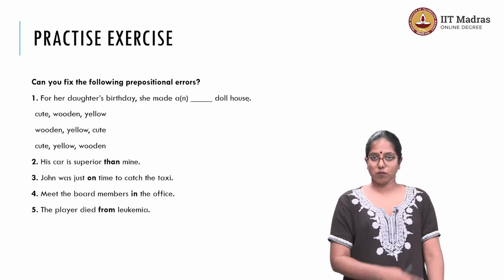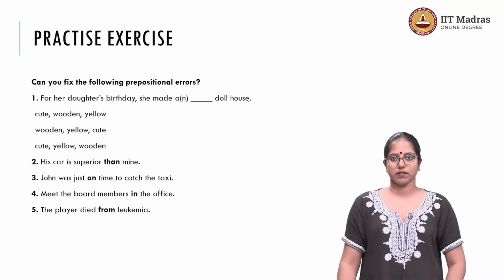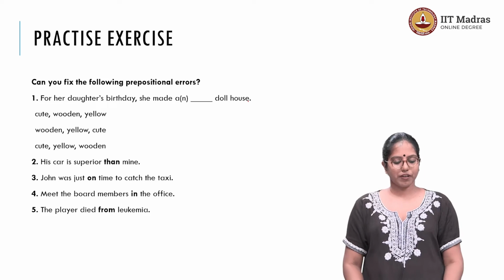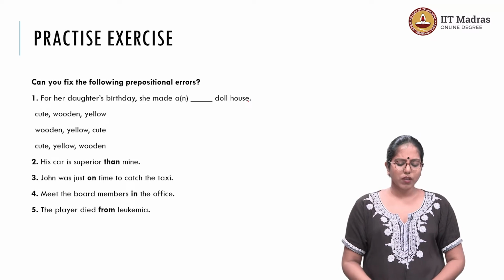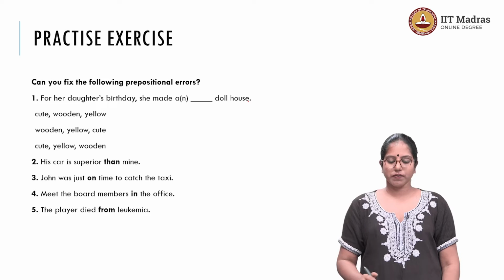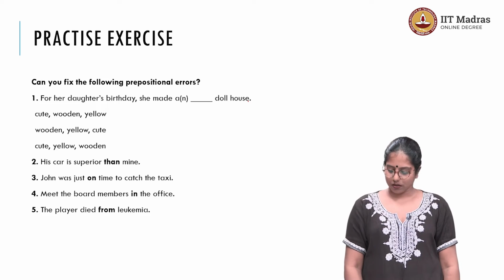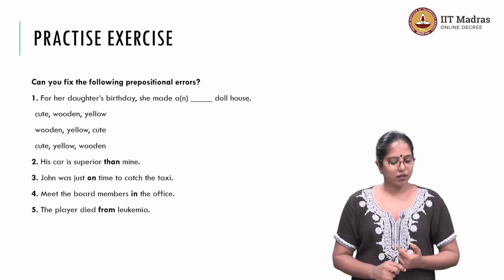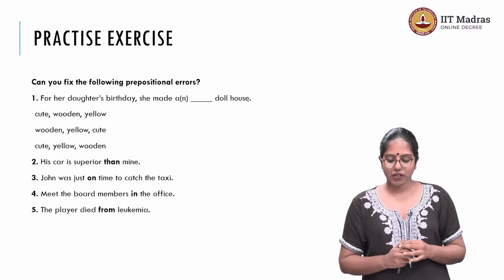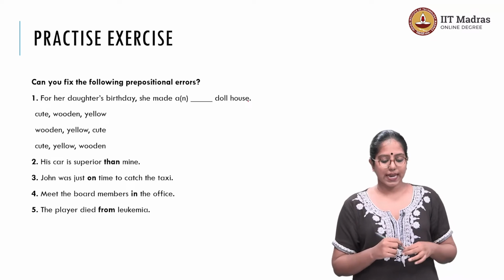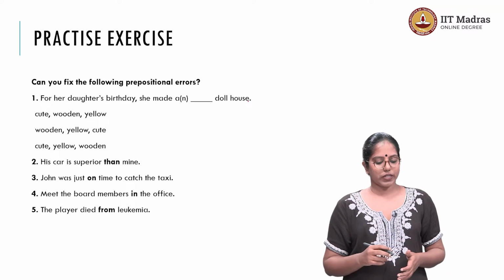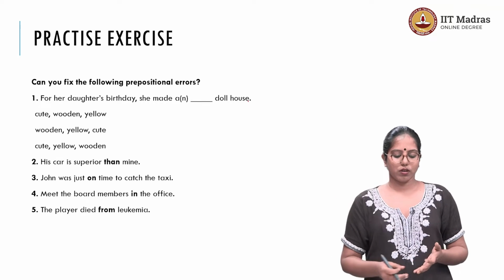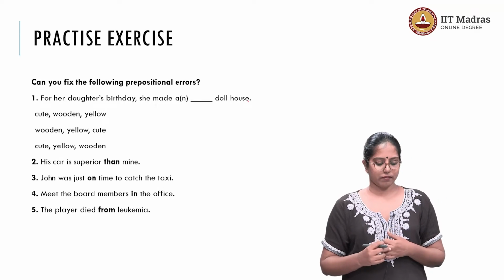So now comes a quick practice exercise. From whatever we have learned so far about both adjectives and articles, I have framed 5 questions. Please pause the video, answer them, and then I'll show you the answers. So the first question is, for her daughter's birthday, she made a or an dash dollhouse. Option A, cute wooden yellow. Option B, wooden yellow cute. Option C, cute yellow wooden.